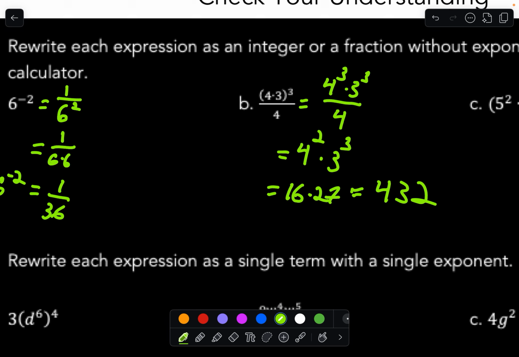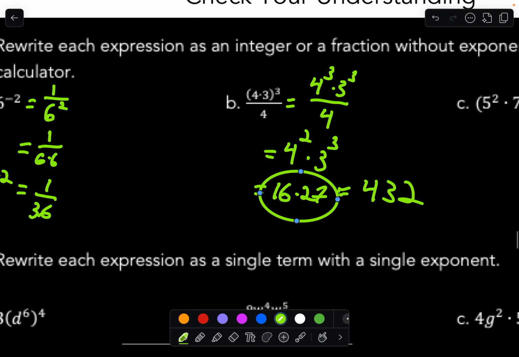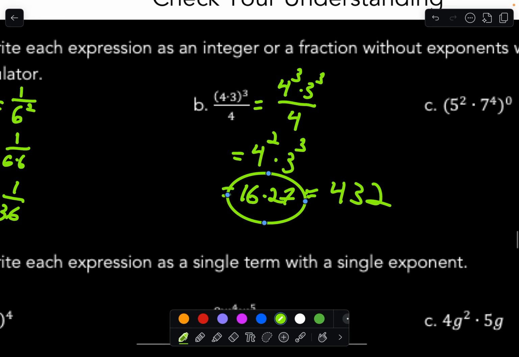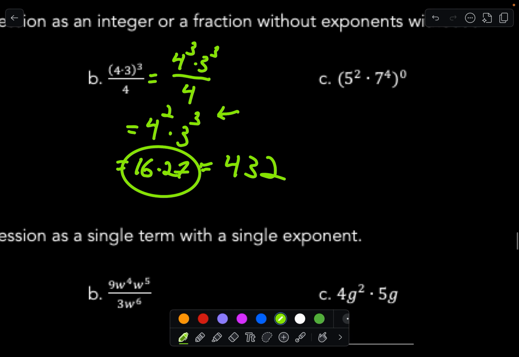Okay? I would have been happy if you had left it like this, because I don't want you to use a calculator. This unit, or at least this lesson, the stuff we're doing here, I'm not really going to let you have a calculator to use. You're going to have to do it sans calculator. So I'm going to expect you to leave it like this, basically. 4 squared times 3 to the third. All right, but if you have a calculator, you know 4 squared is 16, 3 to the third is 27, and you can multiply and you get 432.